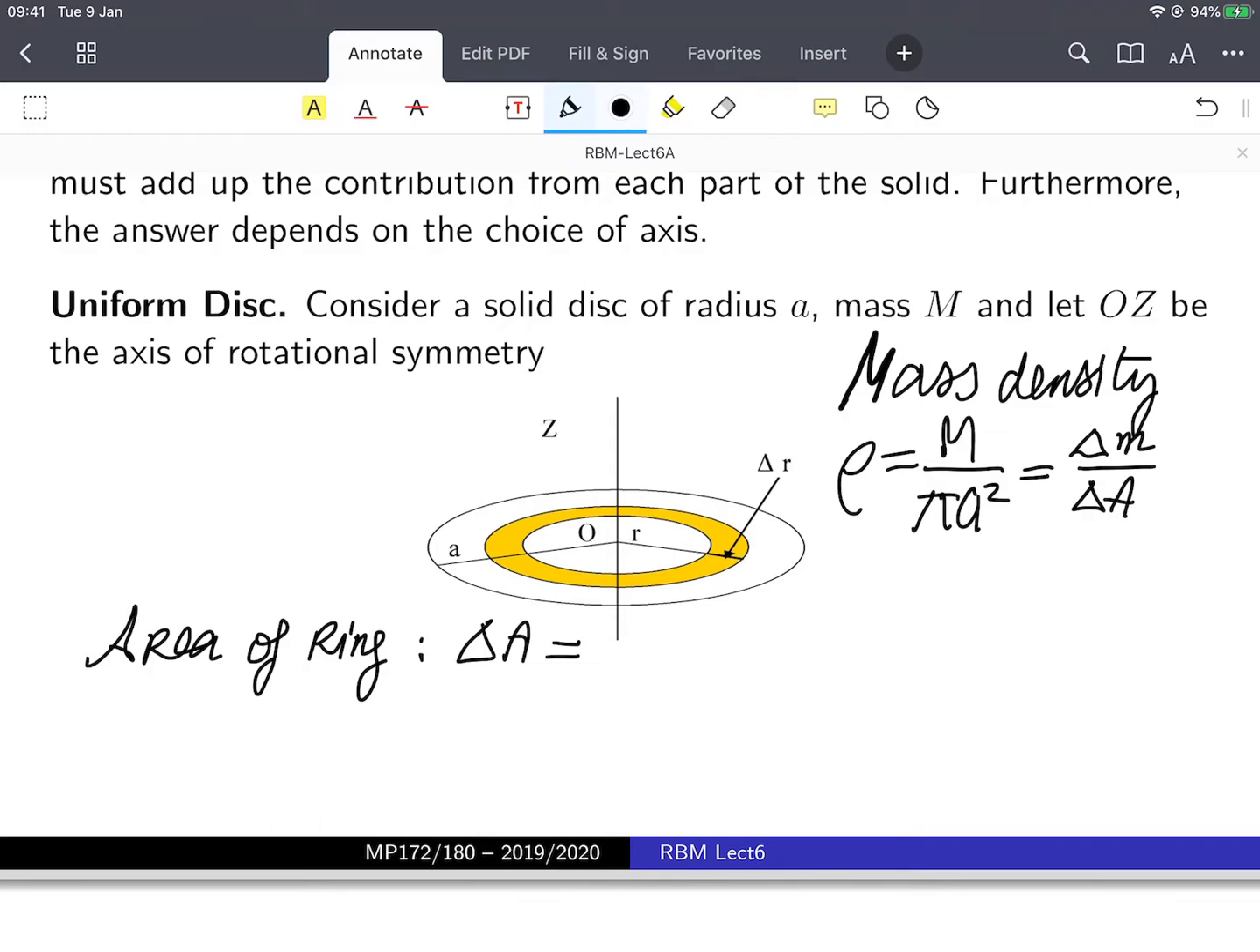It's going to be the radius times the width. Oh, sorry, it's going to be the perimeter times the width. The perimeter, if I'm distance r from the center, is going to be 2 pi r, and the width, I'm going to call that delta r. It's small. It's going to be 2 pi r delta r. So since the mass density is also known, I can find the mass of a ring.